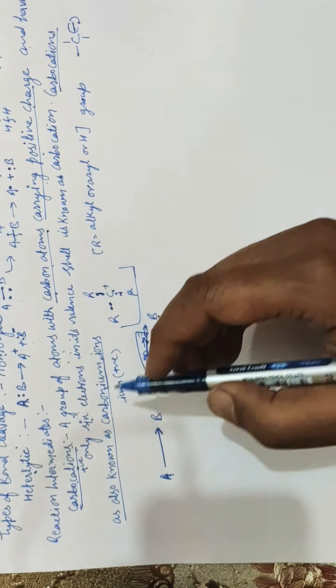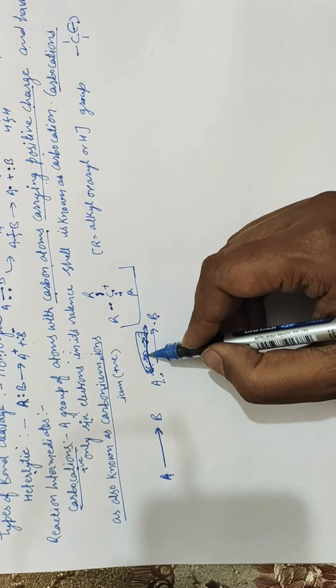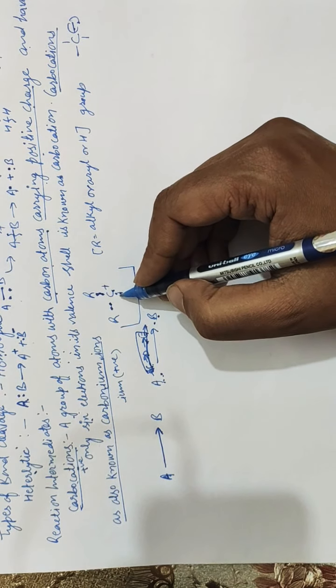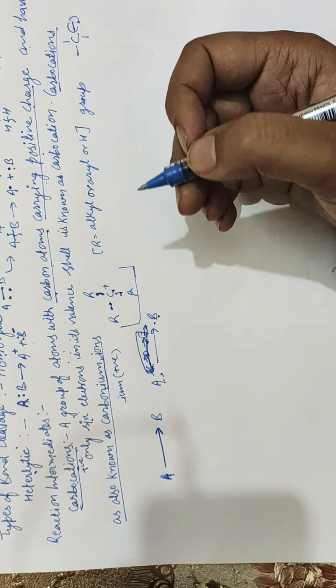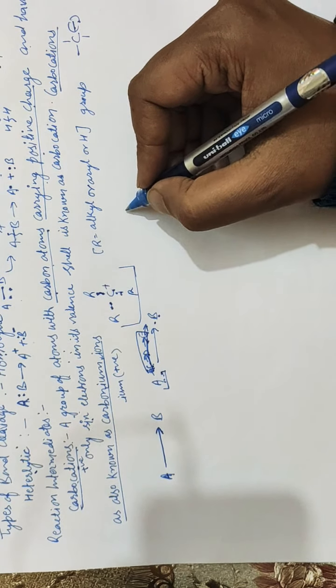These carbocations are reaction intermediates. I told you that A is changing to B, so there are reaction intermediates, and they are formed in between the steps. This carbocation is formed from a certain substrate, the starting material, which reacts to form the carbocation.